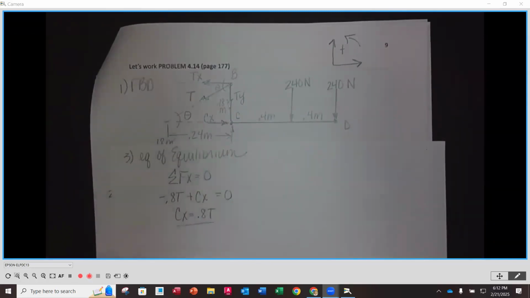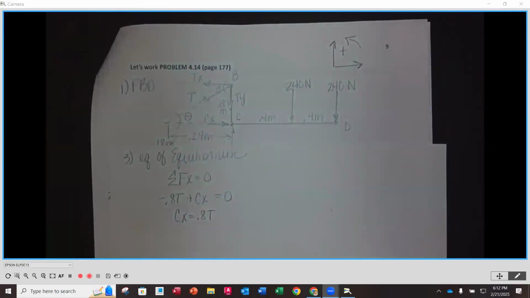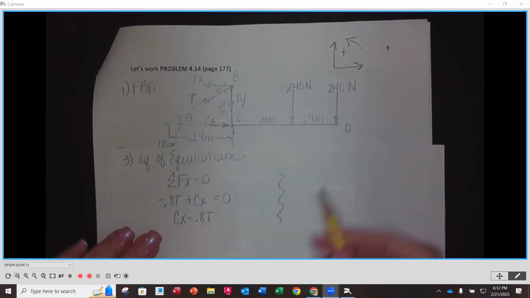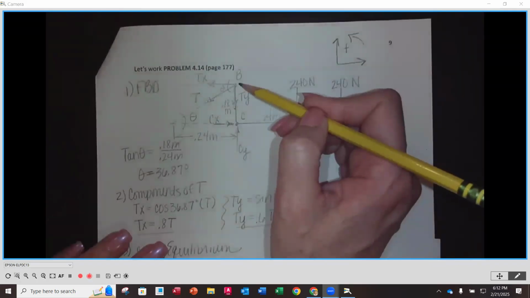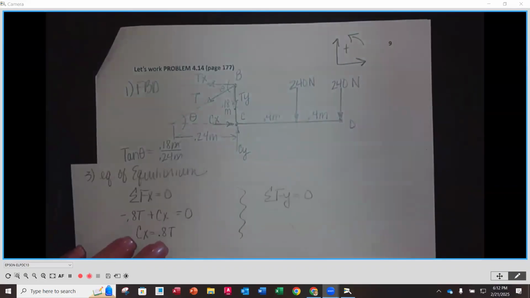I should really put a line underneath there. I'll continue when I can. Then I'll do my next one. Do the sum of the forces in the Y equals 0. So now I'm going to look just in the Y direction, vertical forces. So I'm going to start here. I have a TY going down, negative 0.6T.